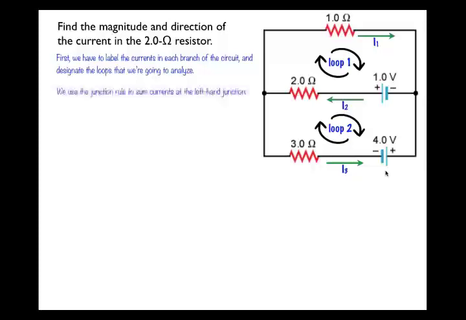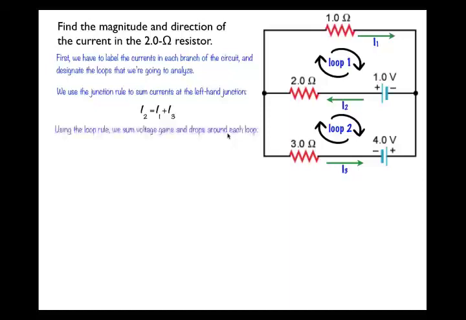Alright, so we use the junction rule to sum the currents at, again, I'm just going with the left-hand junction. I2 is coming into the left-hand junction, I1 is going out, and I3 is going out as I've drawn them. So I have I2 equals I1 plus I3.